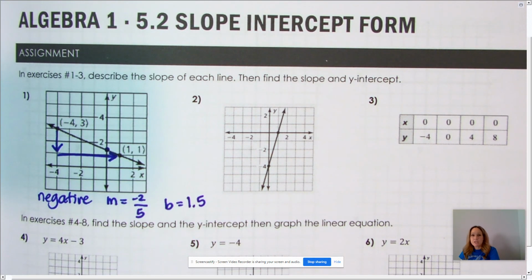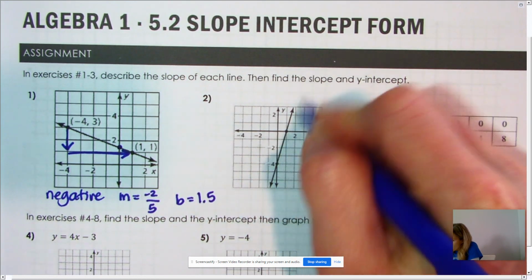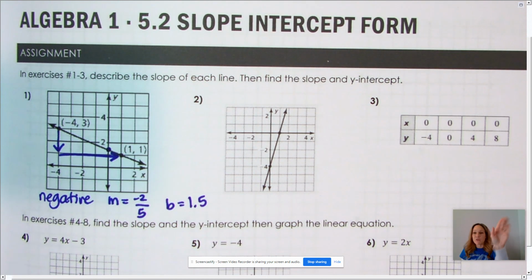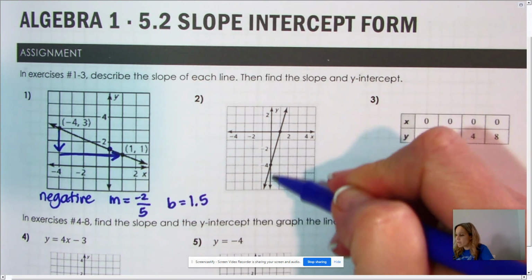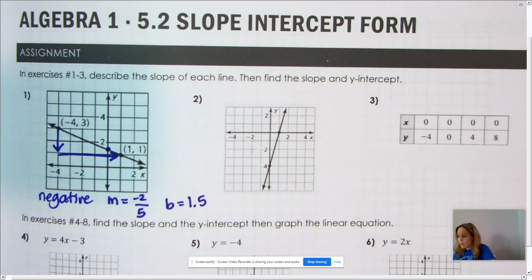Okay, question number 2. First of all, we're going to describe the slope. Well, this one's going up, so it would be positive. You guys finish that one on your own. Remember, count how far up, how far over, and then find where it crosses on the y-axis.